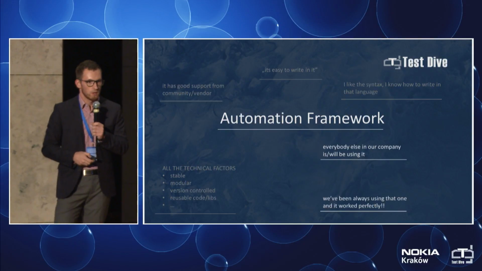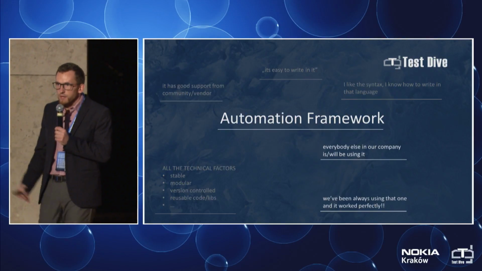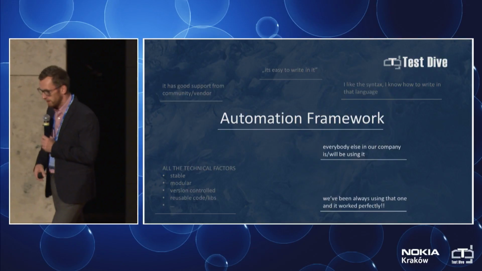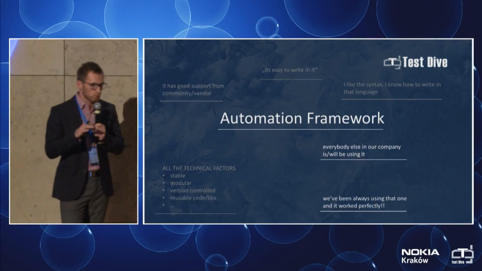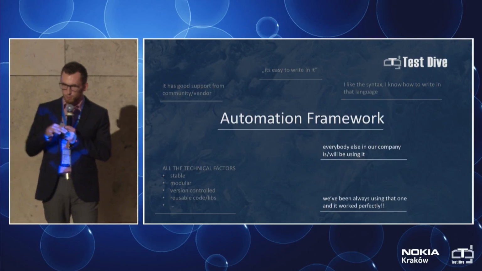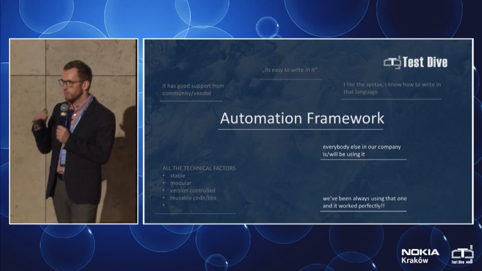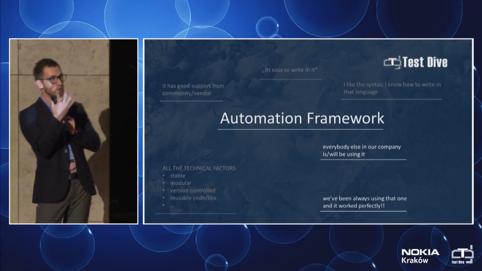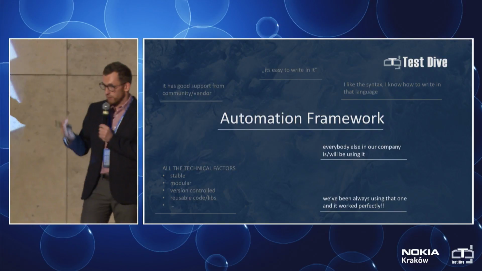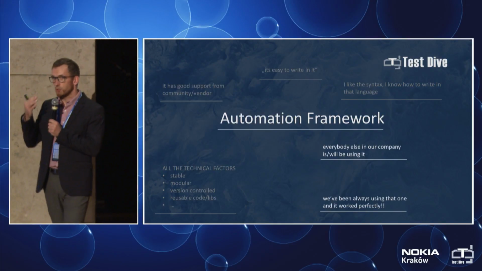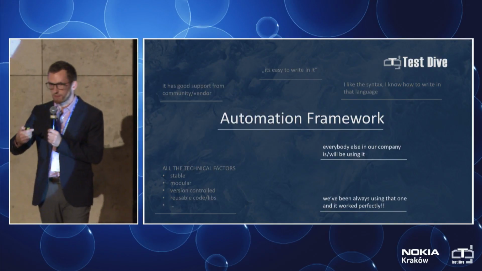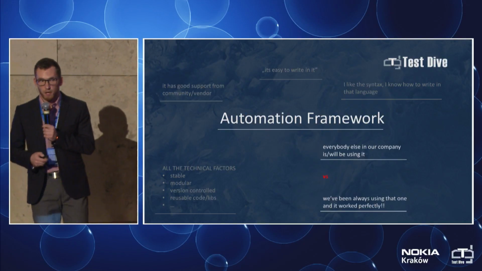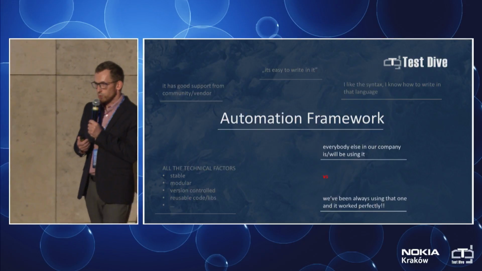And the other one was: we've always been using this one and it worked perfectly. It's a perfect technical solution, so why do we change? I don't want to judge any of those approaches. I don't want to tell you which one is better. I just want to show you that you have a strict technical problem of choosing an automation framework, and from that problem, you go into a very non-technical problem of having a serious conflict within your organization. And that's a thing you actually do not want to achieve, of course.